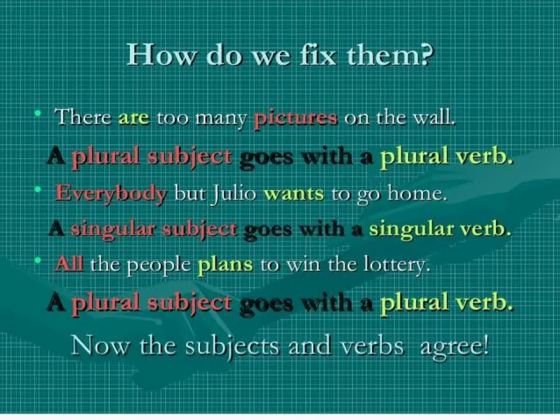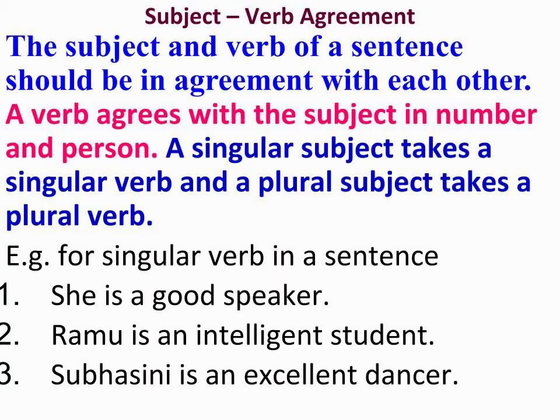So this is in the 10th standard book and also in 11th and 12th, it is very useful. The subject and verb of a sentence should be in agreement with each other. A verb agrees with the subject in number and person. Number means singular or plural. A singular subject takes a singular verb and a plural subject takes a plural verb.